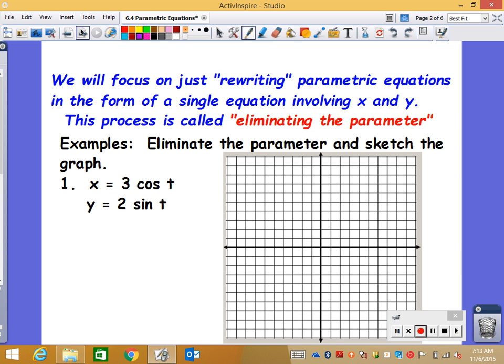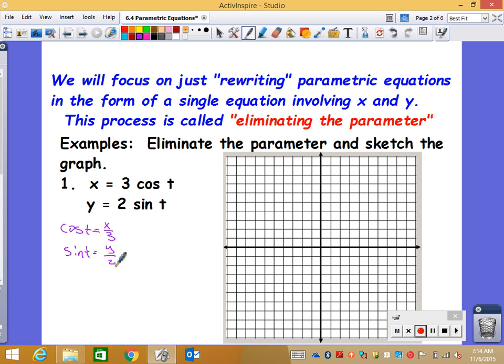I'm given the two parametric equations, x equals 3 cosine t and y equals 2 sine t. So I'm going to start out by solving in terms of cosine and sine. For the first one, I get cosine of t equals x over 3, and I get sine of t is equal to y over 2.